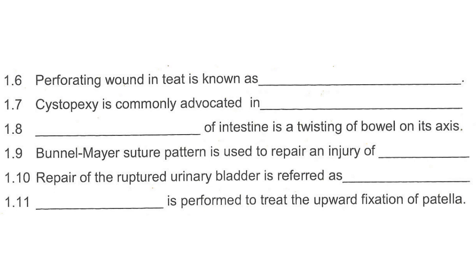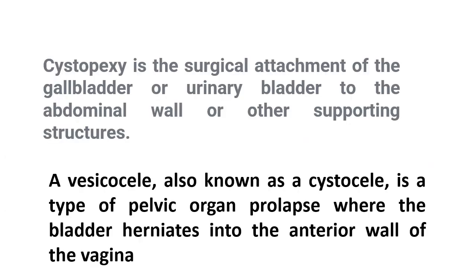Cystopexy is commonly advocated in. So what is cystopexy? It is a surgical attachment of the gallbladder or urinary bladder to the abdominal wall or other supporting structure. So when do we do it? We do it in the condition of vesicocele. So what is vesicocele? A type of pelvic organ prolapse where the bladder herniates into the anterior wall of the vagina.